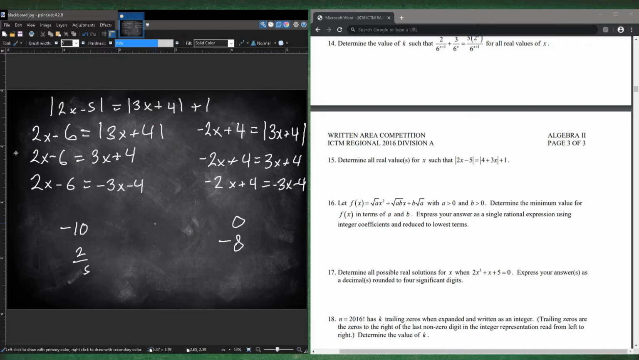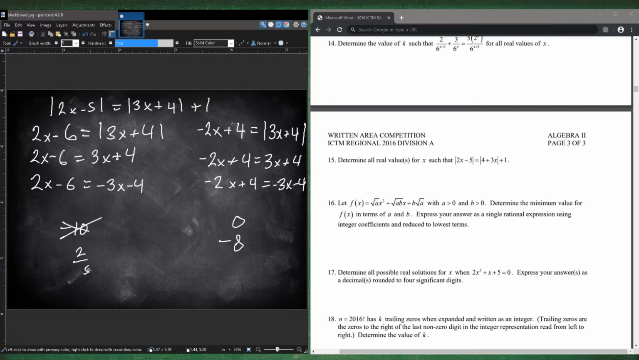We can just plug them into the original equation. Plug all 4 of them in so you can test which one is the actual answer. When it's negative 10, negative 10 times 2 is negative 20, minus 5 is negative 25, so that's 25 with absolute value. Then negative 10 times 3 is negative 30, plus 4 is negative 26, so 26 plus 1 is 27. So this one is not true, because they're not equal to each other.